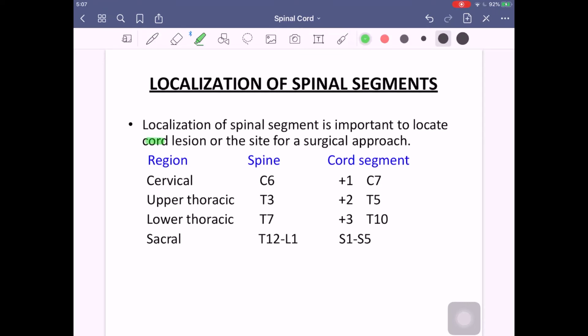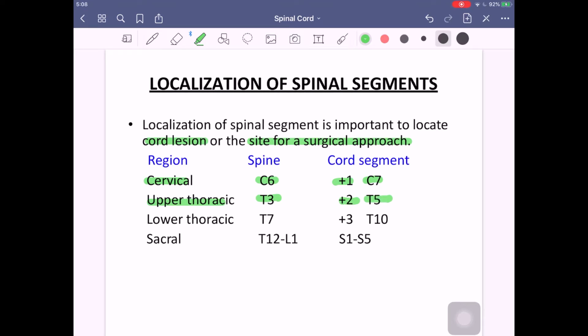Localization of the spinal segment is important to locate any lesion, injury or fracture, or if you want to approach or open up a particular area for a surgical approach. For that reason we have to know which vertebra lies where and which vertebral level corresponds to which spinal segment. In the cervical region, if it is a C6 spine, you have to add +1 cord segment, so at C6 you will find C7. Similarly in your upper thoracic, for example T3, you add the same, and this is applicable to T1 to T6.